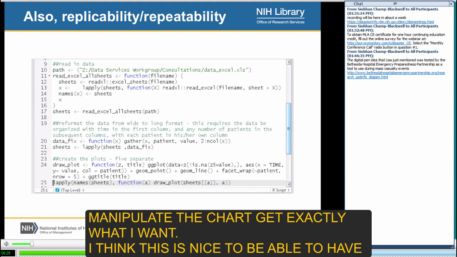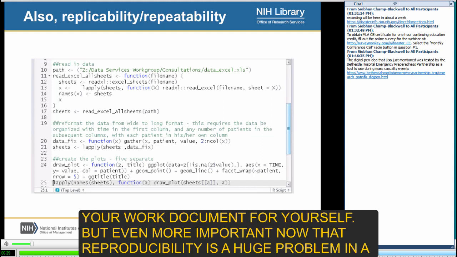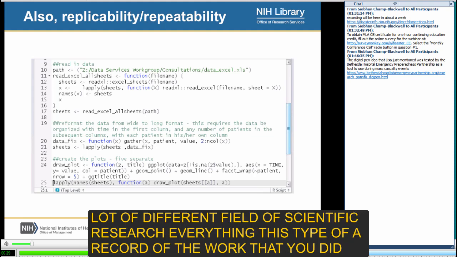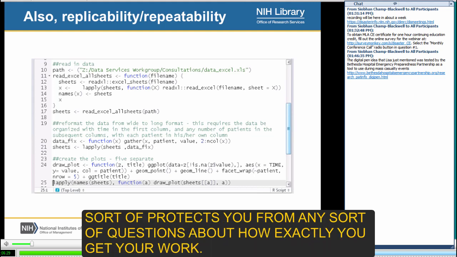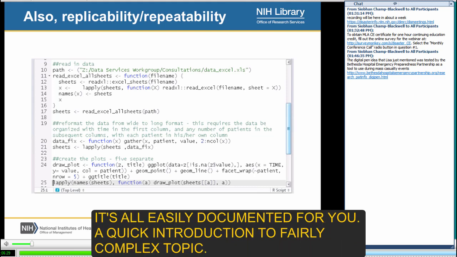I think it's nice to be able to have your work documented for yourself, but it's even more important now that reproducibility is a huge problem in a lot of different fields of scientific research. Having this type of a record of the work that you did protects you from any questions about how exactly you did your work. It's all easily documented for you.